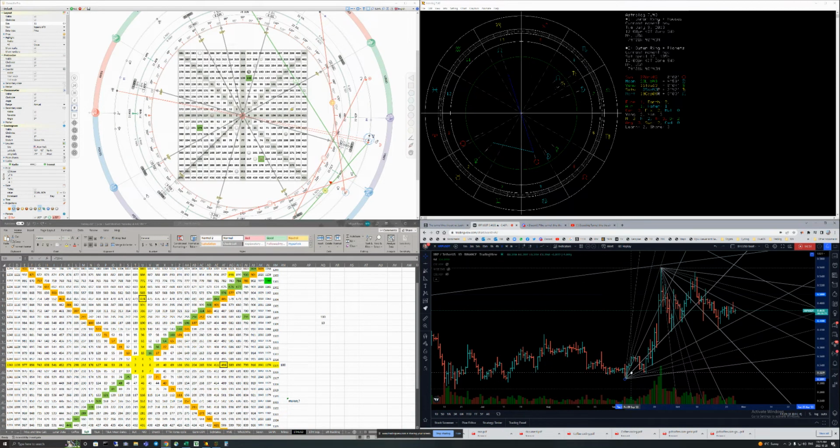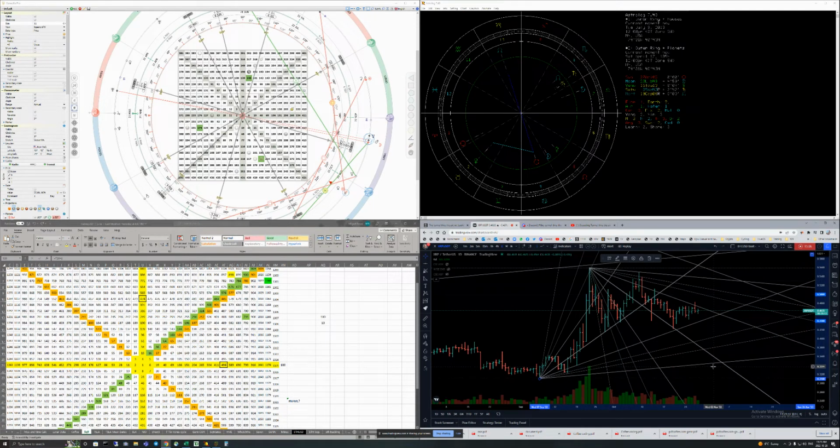Gann often said he could be off by a day, but I'm going to stick with the original. So the 31. There we are. Okay.